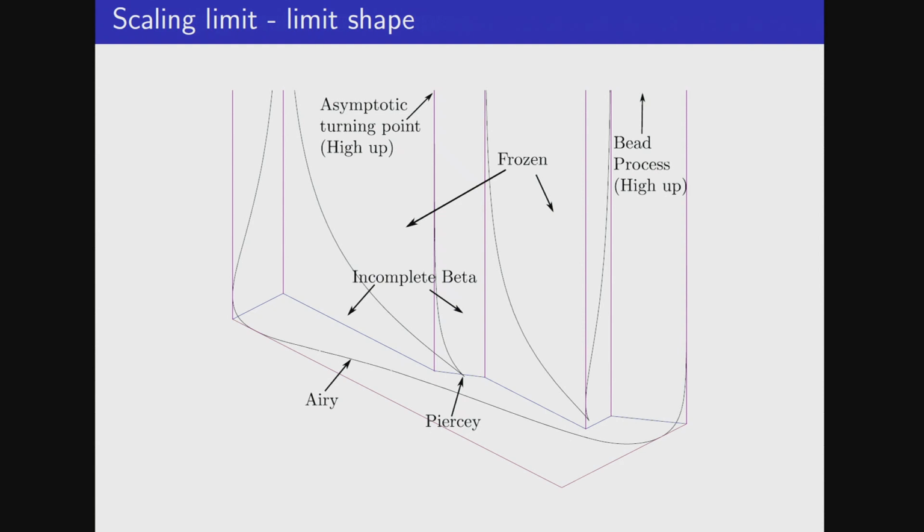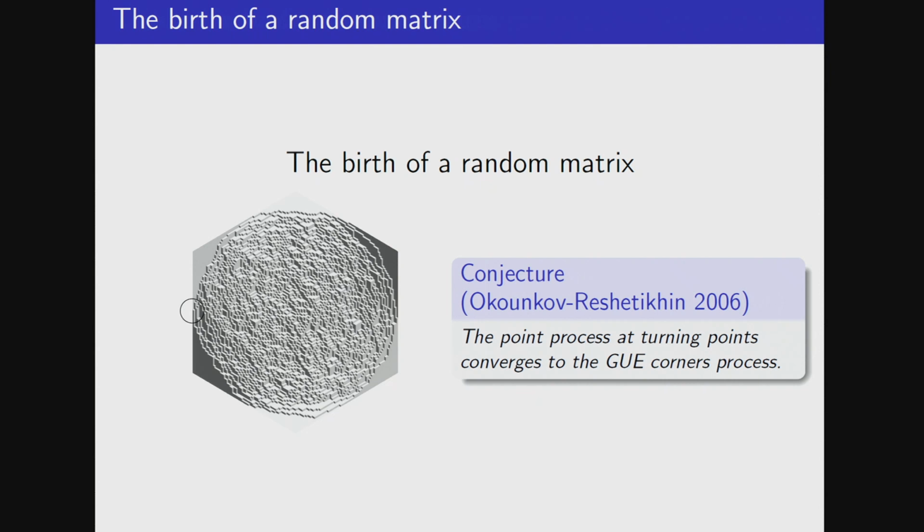The rest of my talk is going to concentrate on one point, which I haven't marked here. It's a point like this. This is a special point called the turning point. In 2006, Okounkov and Reshetikhin wrote a paper with a catchy title, The Birth of a Random Matrix, where they conjectured the following.